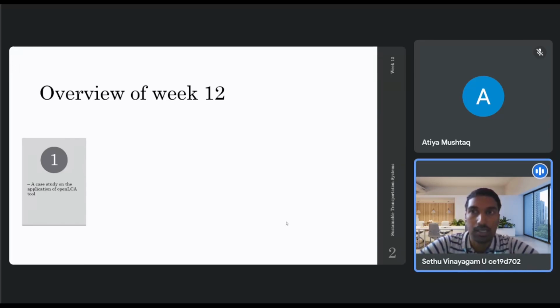In this lecture, we looked at a case study which used the OpenLCA tool for assessing LHVs. LHV stands for longer and heavier vehicles. The assessment was basically to see how the LHVs contribute to the sustainability of freight transport. This was conducted in 2018 in the German freight transport. The objective was to compare these LHVs with conventional trucks.